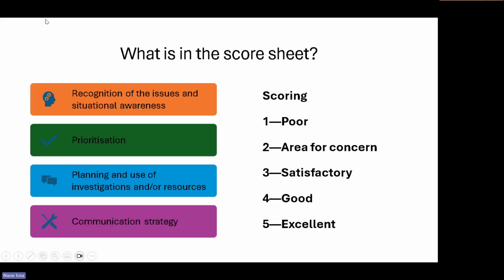Now, there are 4 domains in the examiner score sheet. This is from 2024, the last interview. The first one is recognition of issues and situational awareness. And the second one is prioritization, planning and use of investigations and resources, and finally, communication strategy. You will see 2 examiners in the station, and every examiner will give you a score out of 5. One will be if your performance is very poor, 2 if there is an area of concern, 3 if satisfactory, then good 4, and excellent 5. And then they will add the 2 scores together. So your final score in each of these domains will be out of 10. So the final score of the station will be out of 40.